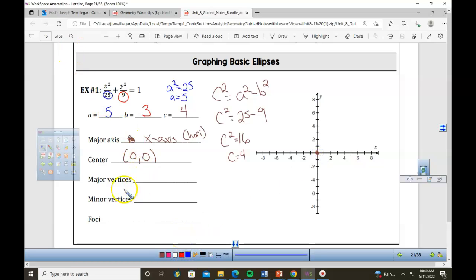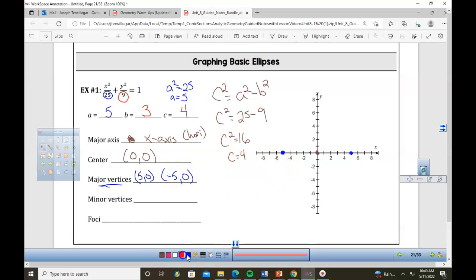Now, my major vertices are all 5 away on the x-axis because it's horizontal. So they're 5 away from my center. I go 1, 2, 3, 4, 5, and 1, 2, 3, 4, 5. So those points are 5, 0, where I'm adding to my x-coordinate because it's under x, and negative 5, 0, where I'm subtracting from my x-coordinate. That's how I remember it.